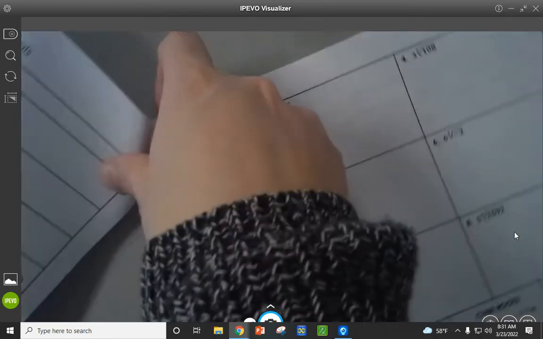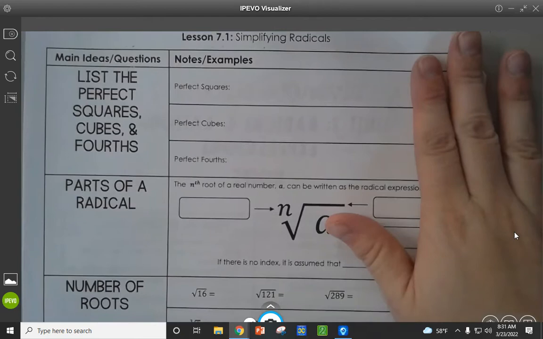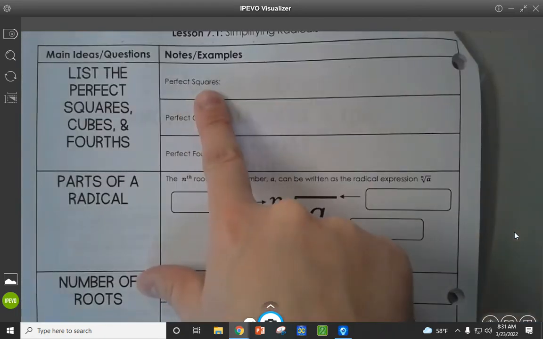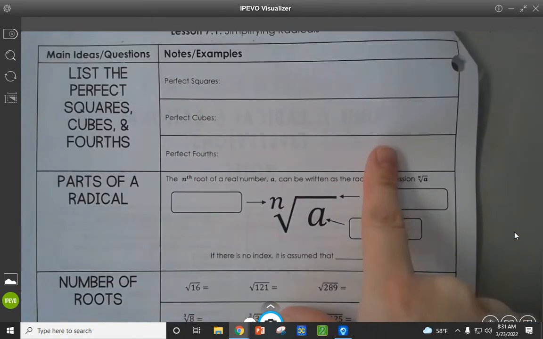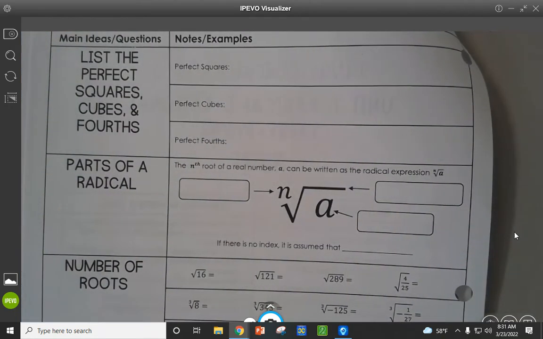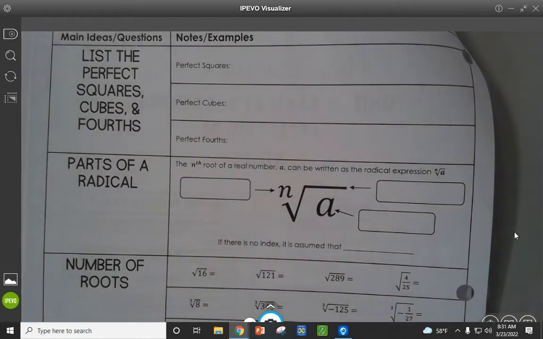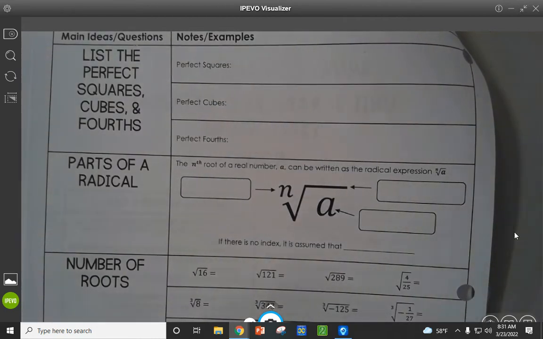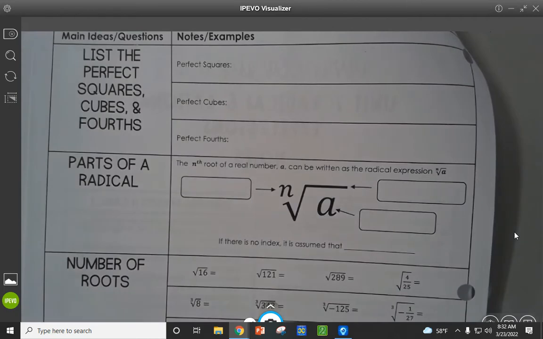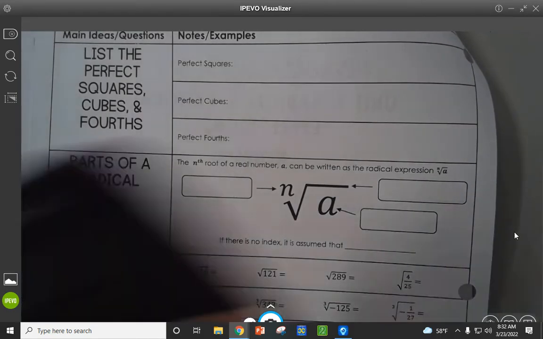So let's turn to 7.1. We've already done some things with squares. We've already looked at cubes. But you're also going to need to be able to recognize perfect fourths as well. So we're going to take a minute and fill in several of these. And I'm going to show you an easy way to get this list on your calculator.